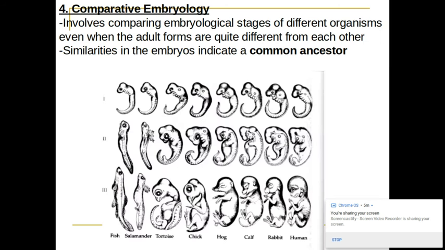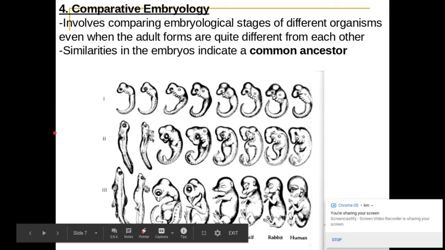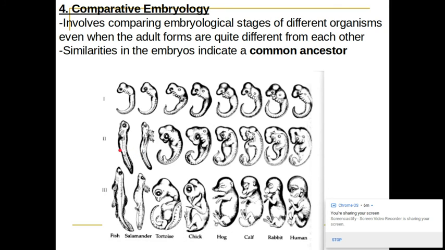We can study embryos, comparative embryology. It involves comparing embryological stages of different organisms, even when the adult forms are quite different from each other. So look at those similarities in these embryos. This again is indicating a common ancestor. Here you see it in early development with the embryo, a little bit later. You can see the first two start to change a little bit, the fish, the salamander, but look at the tortoise, the chicken, the hog, the calf, very similar. The rabbit, the human. Here it is a little bit later. The last four, the hog, the calf, the rabbit, and the human, stay very similar.